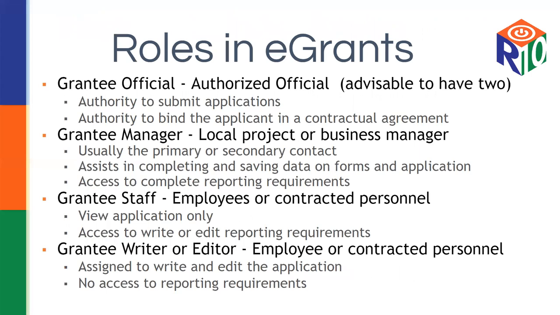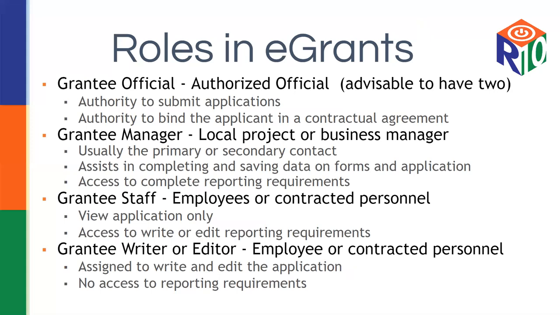Let's talk about your roles in eGrants. There should be a grantee official or an authorized official. It's always advisable to have at least two, and these are the people who have the authority to submit applications and to bind the applicant into a contractual agreement. You want to be sure that you have the right two people in there, and should someone leave, you want to update that, because they will receive the emails when your NOGA is given out, when you get any emails, or when there are amendments. This is a big one, so be aware of who will get these notifications.